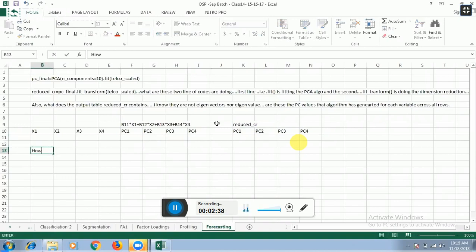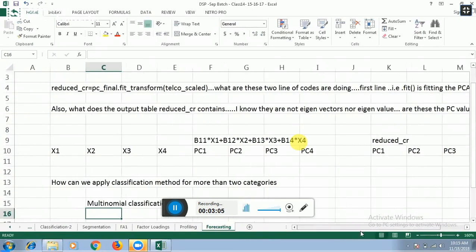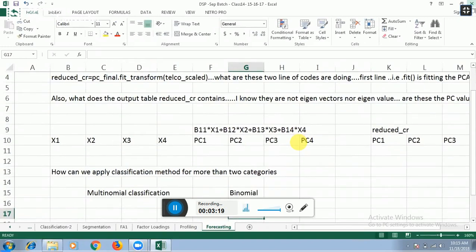I could not follow your question. How can we apply classification to variables with more than 2 categories? Classification method for more than 2 categories. So basically you are saying a multinomial classification. If you have a logistic regression, I told you there are two types of logistic regression. One is binomial logistic regression, and one is multinomial logistic regression. So this is one method you can use.